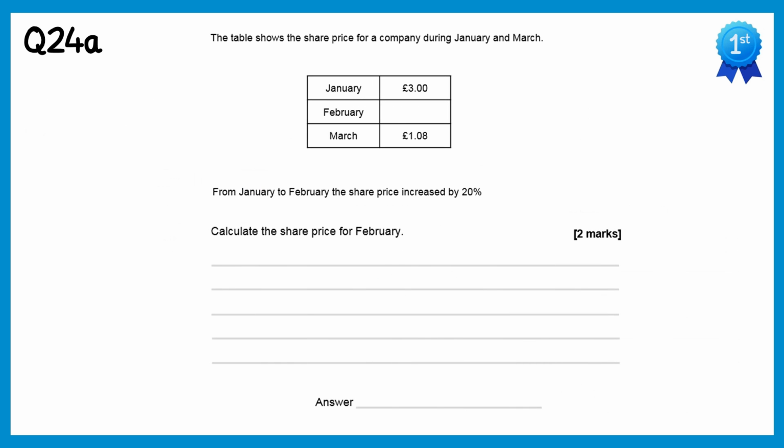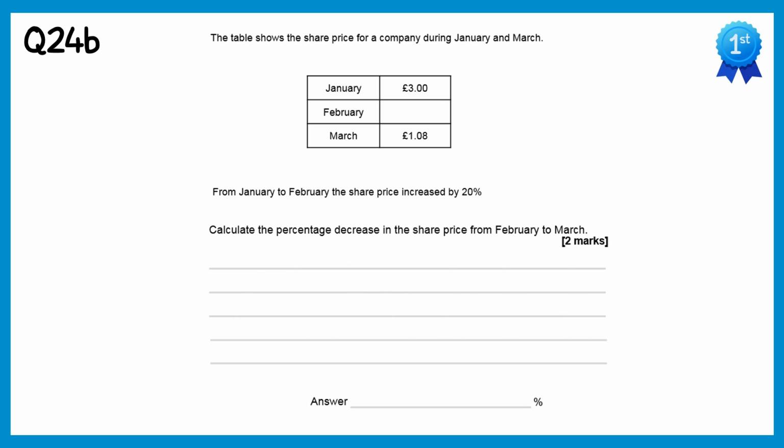In this question, we're told that from January to February, the share price increased by 20%. The share price in January is £3. To increase a number by 20%, you multiply it by 1.2. So if you type this into your calculator, you get £3.60.